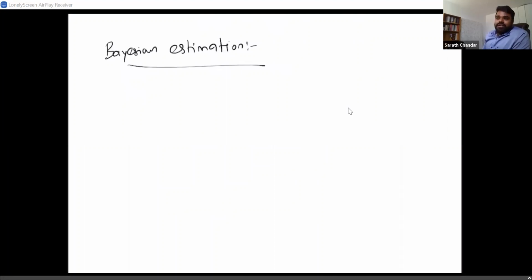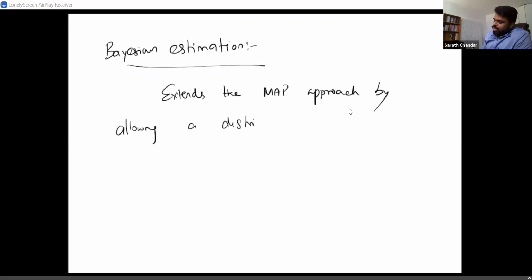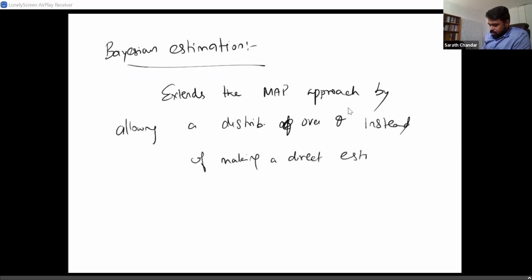Okay, so now we are going to look at the third type of estimator, which is Bayesian estimation. This basically extends the MAP approach by allowing a distribution over theta instead of making a direct estimate. So instead of having a single value, we are going to model a distribution over theta.